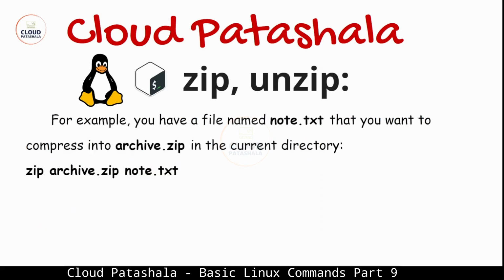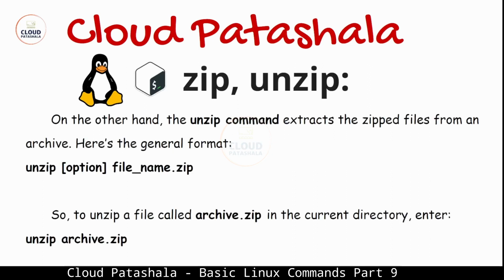So this is something like, for example, if you have a file named note.txt and you want to compress that into archive.zip, all you have to do is provide zip, the new file name or the zip file, that is archive.zip, and then you give the actual file that has to be zipped, that is note.txt.